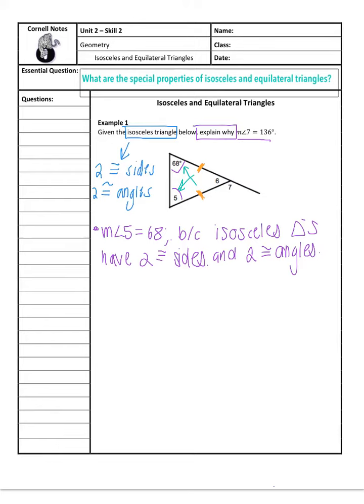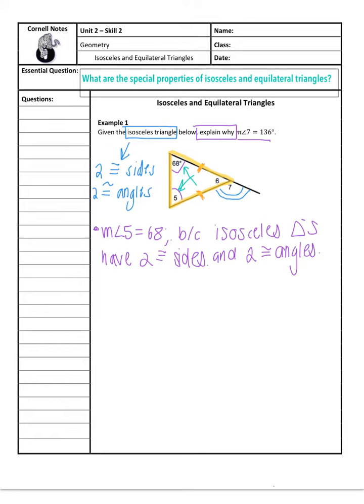Now if we go back to our goal though, we're looking to eventually prove why angle 7 is 136 degrees, excuse me. Well, angle 7 is over here on the outside of my triangle. So I can't figure out what that is just yet, but thinking back to the last video, we said that angles in a triangle have to add up to 180. And if I look here, here's my triangle. I now know two of my angles are 68. So I can go ahead and find the third angle, which is going to be angle 6.